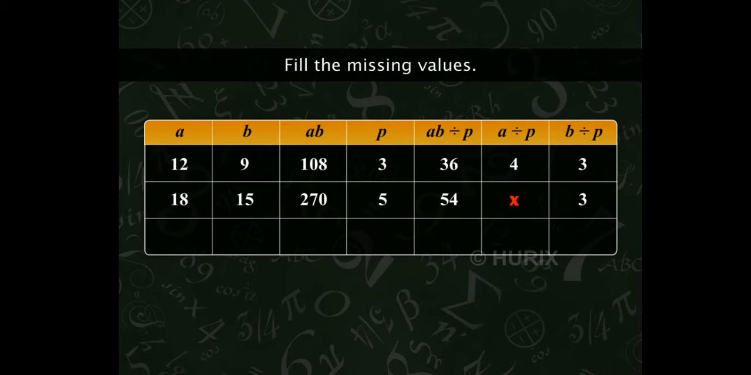The next values for a, b, and p are 28, 3, and 7 respectively. The product of 28 and 3 is 84. 84 divided by 7 is 12. 28 divided by 7 is 4. And 3 is not divisible by 7, so we put a cross.